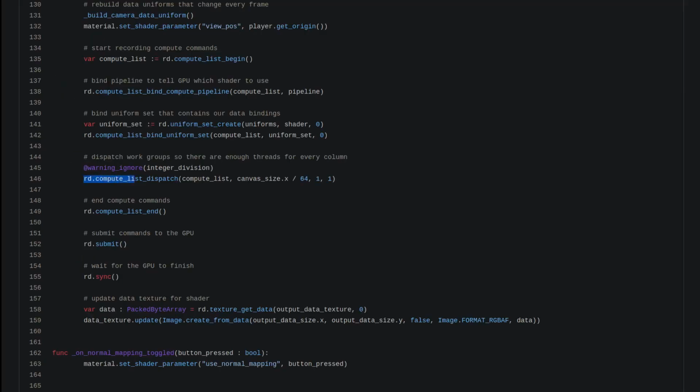On the CPU side, we'll divide the canvas size by 64, the number of invocations, to calculate the number of workgroups we'll need. Also note integer division is important here, since we don't want to end up with more threads than we have columns, else the shader will try to read pixels that don't exist.